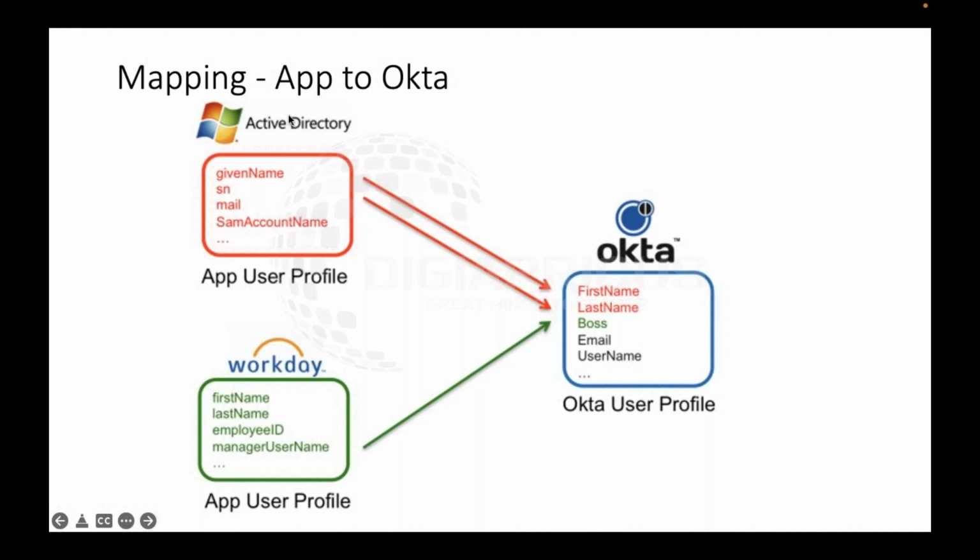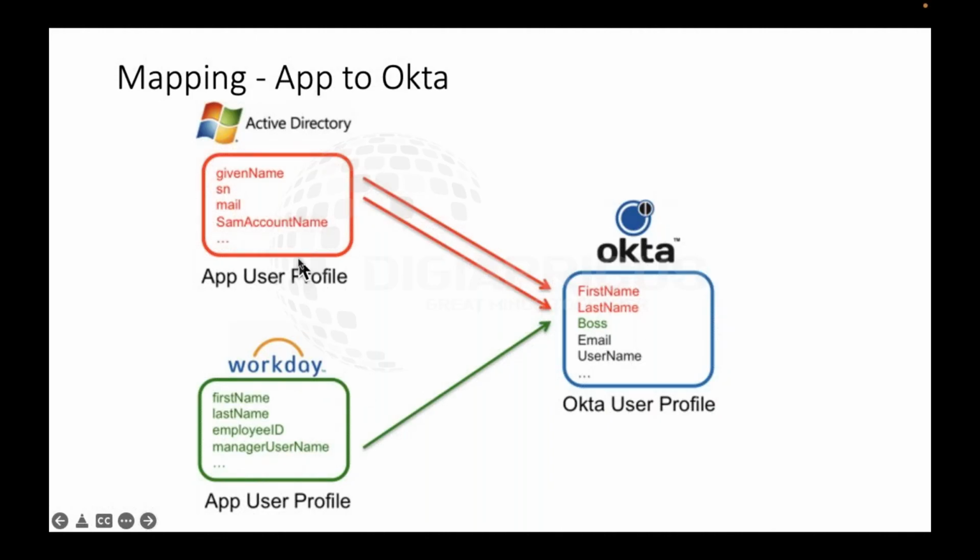So what we are trying to do is, app to Okta is AD to Okta. Whatever you see in red is being mapped over here, and this is Workday. This is again app to Okta. We have a couple of applications integrated with Okta, and we are just mapping those profiles to Okta. We are trying to understand that first name you get from given name, last name you get from SN, and manager name you get from Workday. This is how a user is created in Okta, which helps you understand that one user can get values from multiple sources.